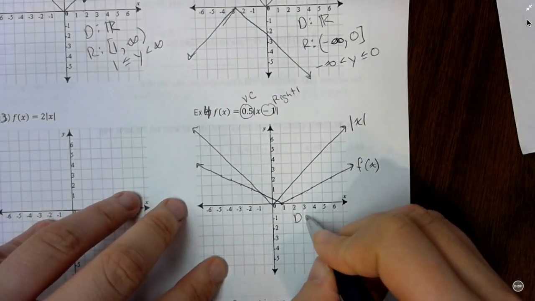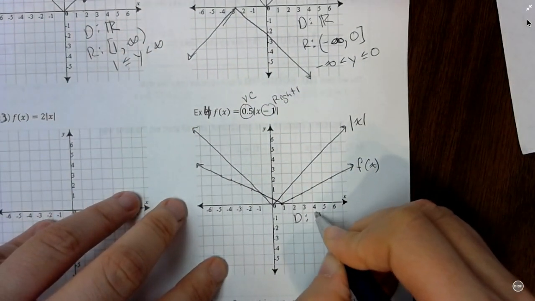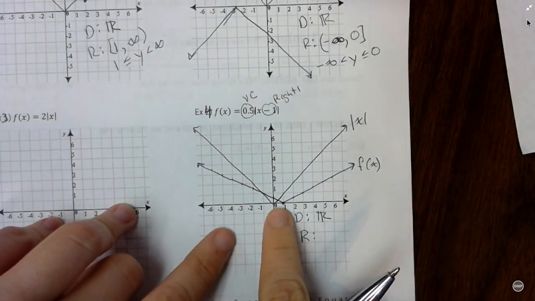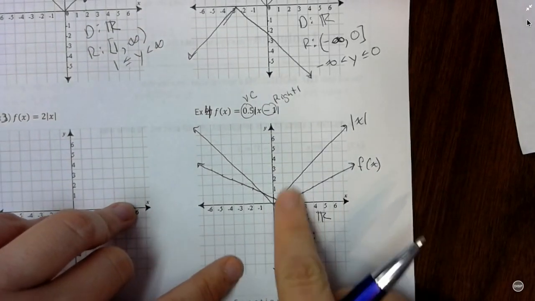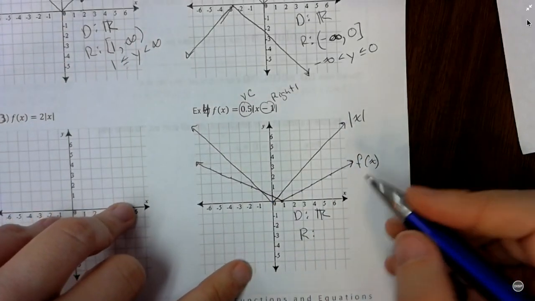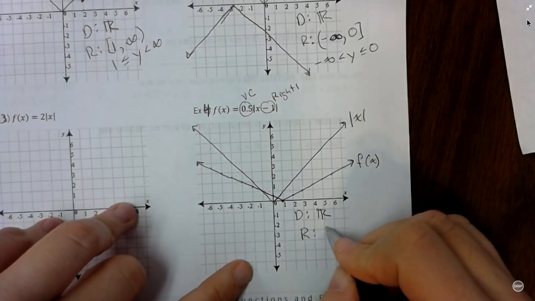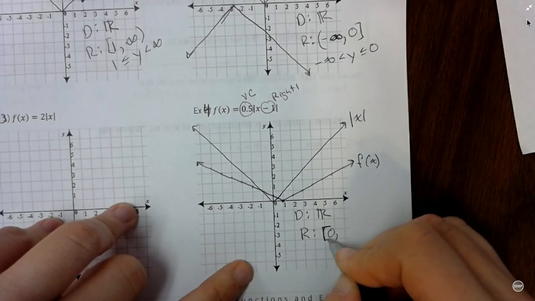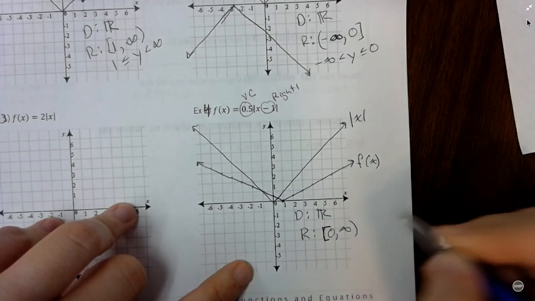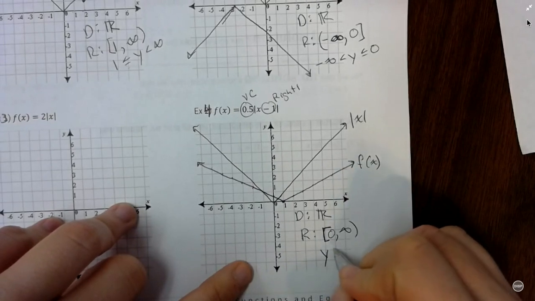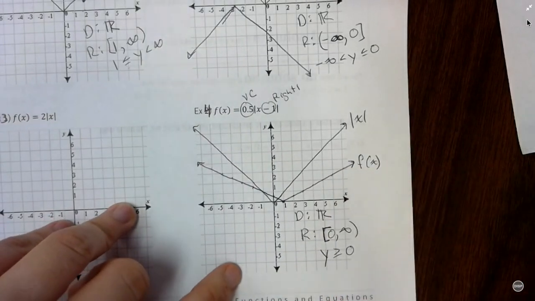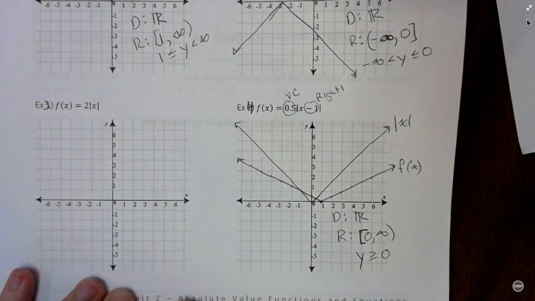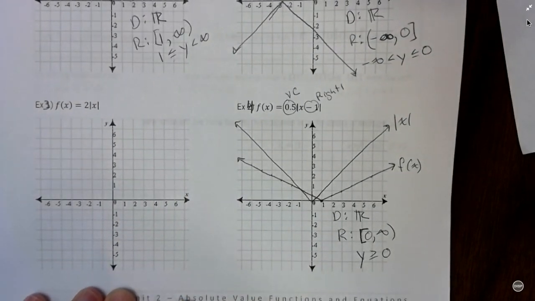And then my domain is still all real numbers. And my range is actually the same. Notice that moving over to the right does not affect the up and down. So it's still going to be 0, bracket, 0 to infinity. And you can write that as y is greater than or equal to 0. Okay, go ahead and give number 3 a try, and then come back and check it.